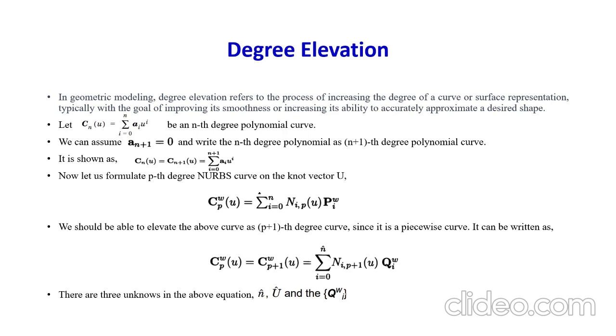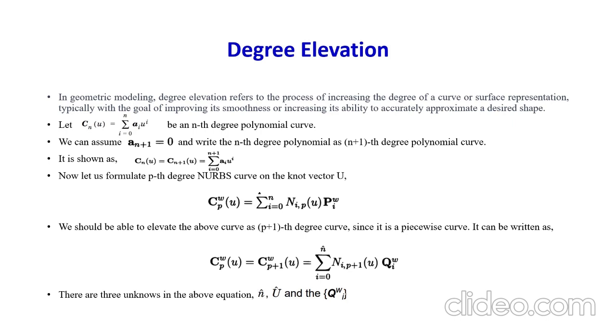So the n plus 1 degree curve is shown as C(n+1) of u equal to summation over i equal to 0 to n plus 1. Here we are using n plus 1 instead of n, since we are writing an n plus 1 degree polynomial curve. So summation over i equal to 0 to n plus 1 of ai u power i.